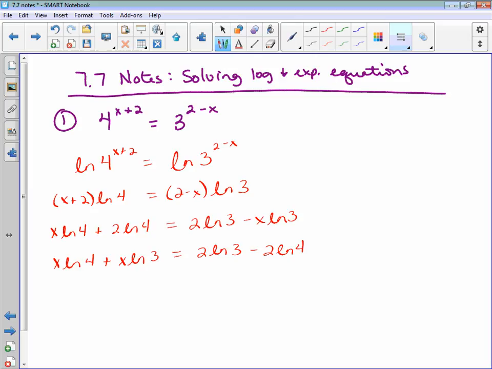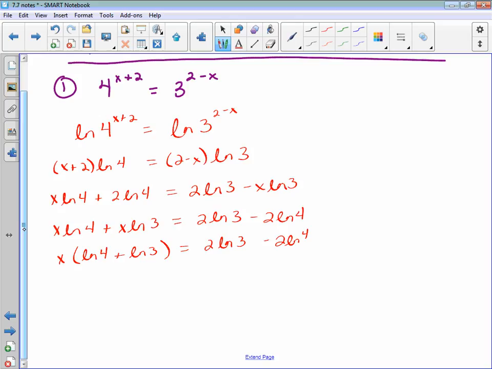Because now what can I do on the left? Factor out an x, right? So we're almost there. So I can divide by my natural log of 4 plus natural log of 3. Let's do a little simplifying on the other side first. What do those coefficients actually mean?